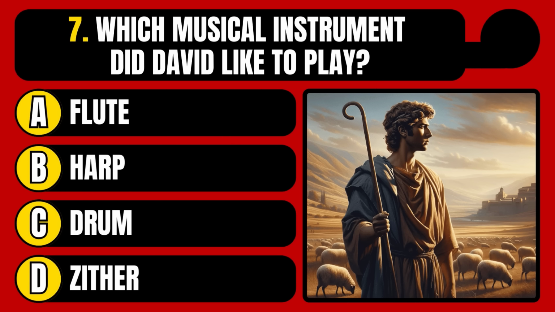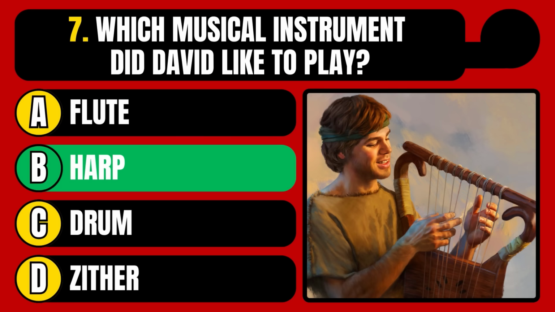Which musical instrument did David like to play? Flute, harp, drum, or zither? The correct answer is option B, harp.